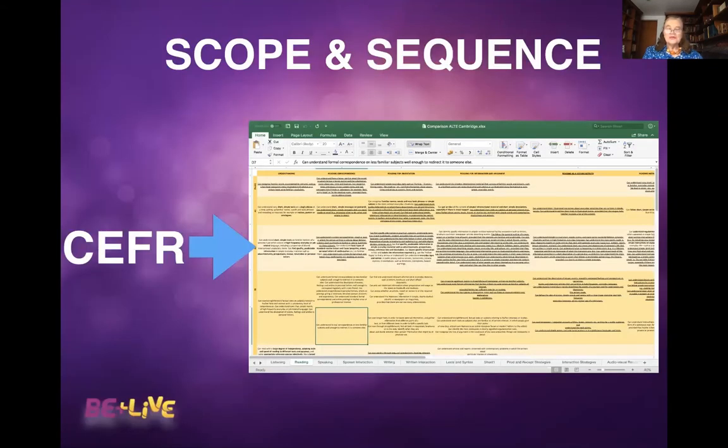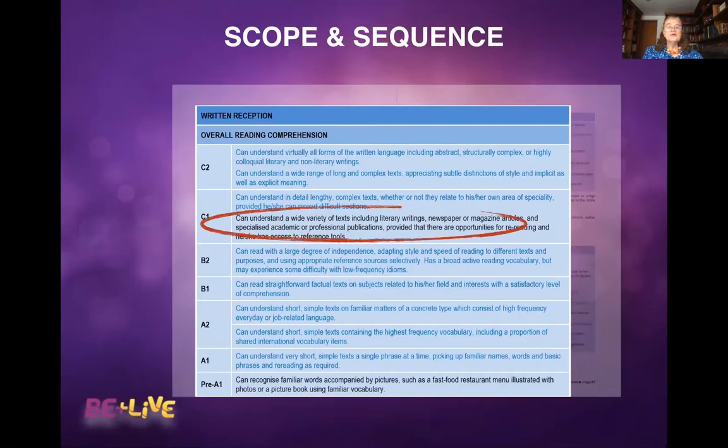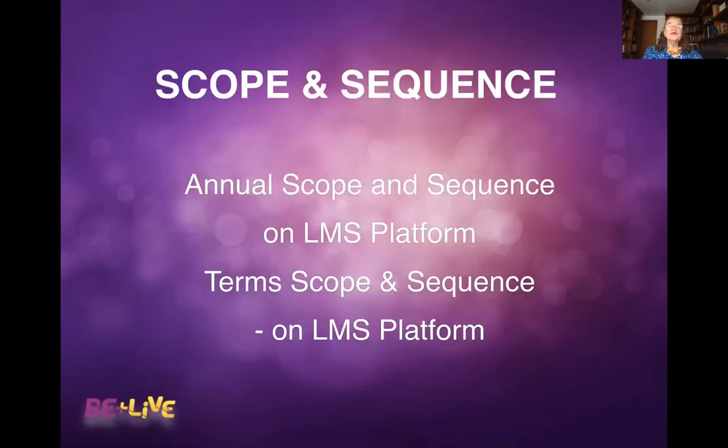In our Be and Live program, we looked at them very carefully. We looked at the CEFR, which is very, very complex and very detailed. And we looked at the overall reading comprehension, the reading for orientation or for correspondence. And we looked at a specific one and we integrated it into our scope and sequence on our learning management system, which I'm sure you also have.